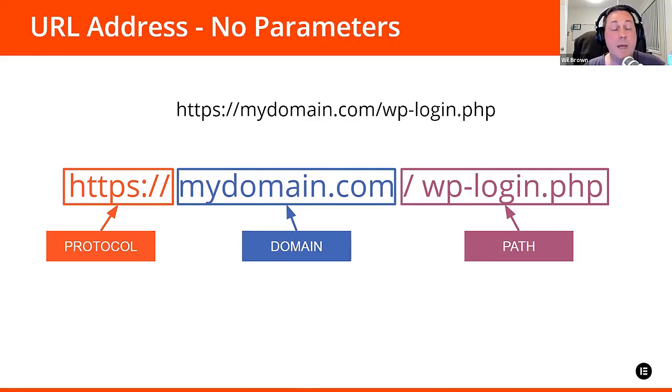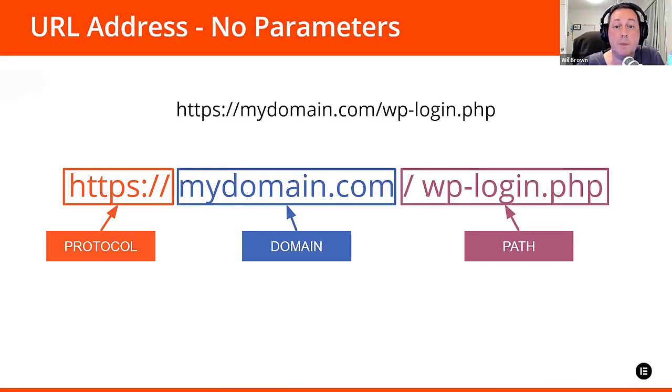Now the protocol can be HTTP, which is plain text, or HTTPS, which is secure, which means it scrambles all the data when it sends it backwards and forwards to your website. And nowadays, all your websites should really be HTTPS. You shouldn't have any HTTP because it's not good for security, and it's not good for SEO for Google either. So that's a protocol, HTTP or HTTPS, preferably HTTPS.